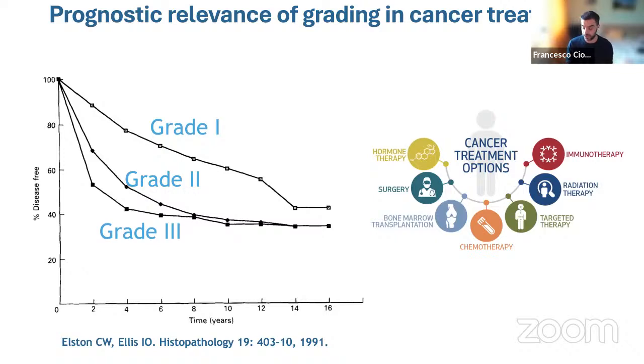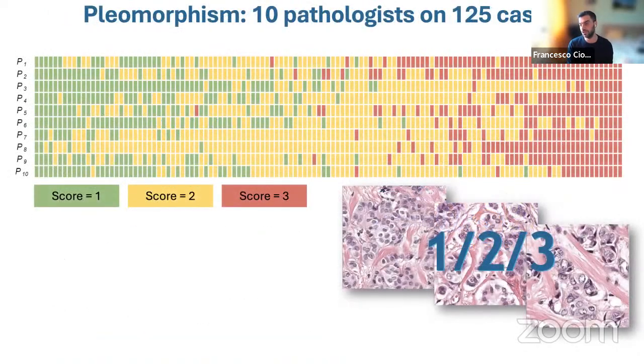So it's very important. But turns out that if you ask pathologists to do the grading, they don't agree. So this is an experiment that we did a couple of years ago. We took only one of these three components of grading, the pleomorphism, and we asked 10 pathologists from different countries in the world, and we asked them to score 125 cases. And this is the graph that we got. So every row is a pathologist and every column is a case. And the colors are score 1, 2, or 3 for green, yellow, and red.